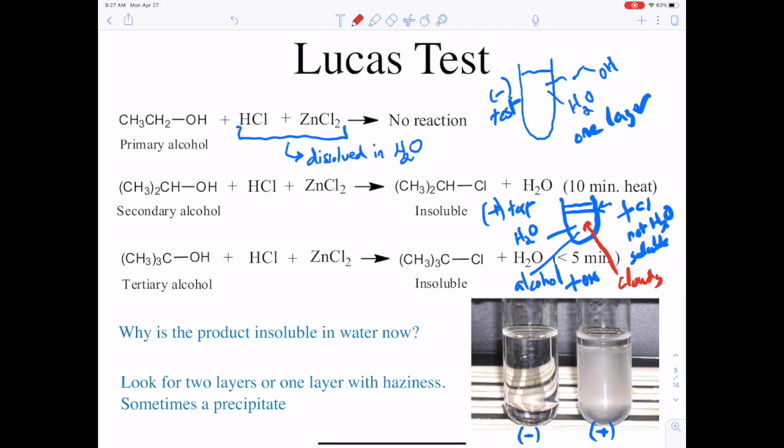So that is a mixture of the aqueous layer and some of the product, which is not soluble in the water layer, and it hasn't made its way up to the upper layer yet. So you have these two liquids that are wanting to separate and they haven't quite done it yet. So you get this haziness.